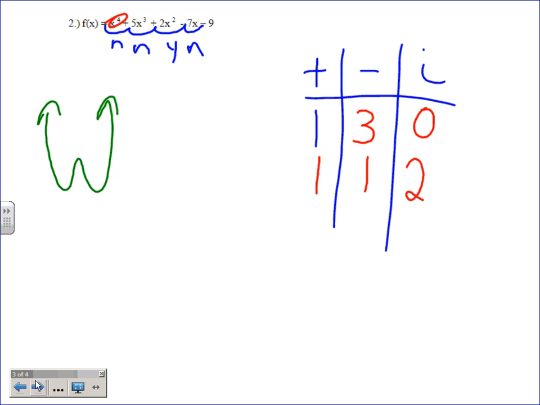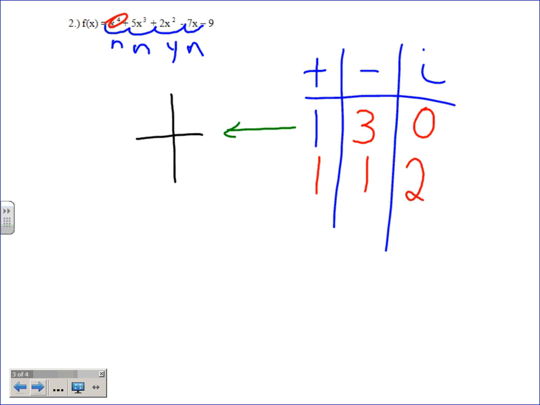So, let's see what you can do about this one. You need to give me 1 positive and 3 negative. So 1 positive and 1, 2, 3 negative. Do you think you can make a W type shape with that? Yeah, it doesn't go through, right? There it is. That's what it could look like.